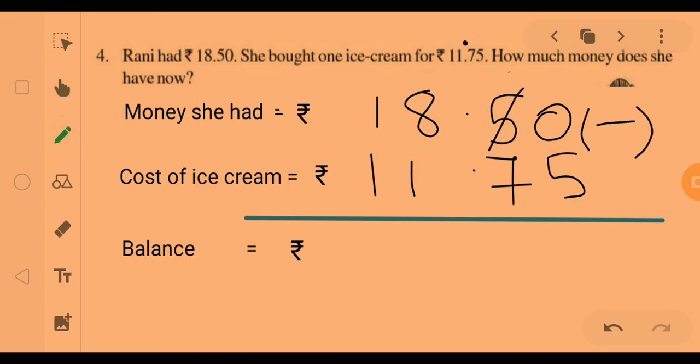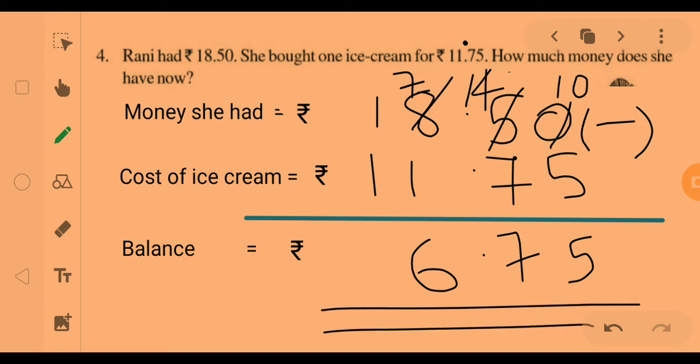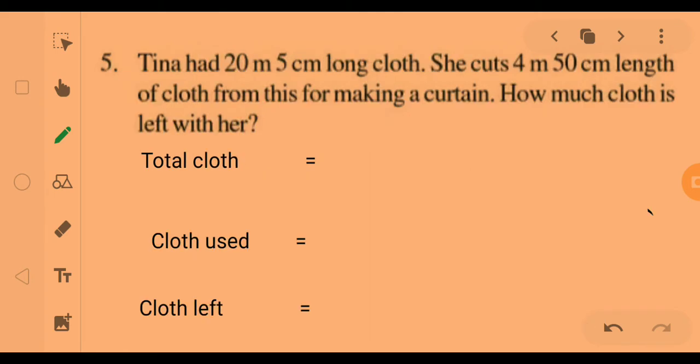We borrow 1 from 5. 5 is 4 now. Next place is 10. Then 5 from 10, 5. 7 from 4, we have to borrow. So 8 becomes 7. This 4 becomes 14. 7 from 14 is 7. Next decimal point. 1 from 7, 6. Next 1 from 1 is 0. So the balance amount she gets back is 6 rupees 75 paise. So let's move to the next question.